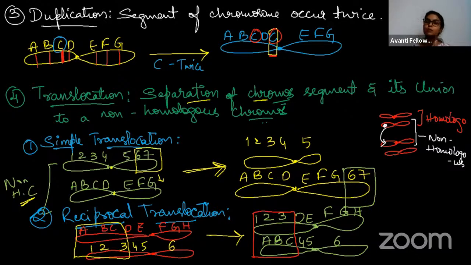This is simple translocation. That means what? Somebody or a part of a segment is transported from here to there. यहाँ से वहाँ गया है. बस ये होता है simple translocation. And another type of translocation is reciprocal translocation.